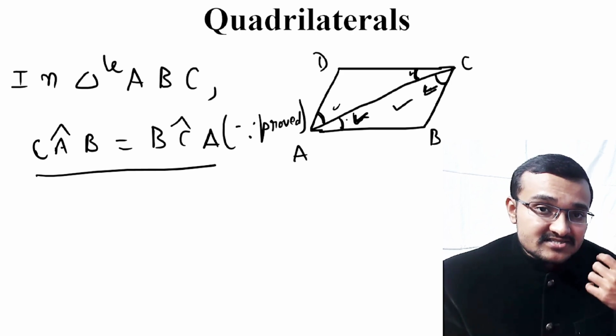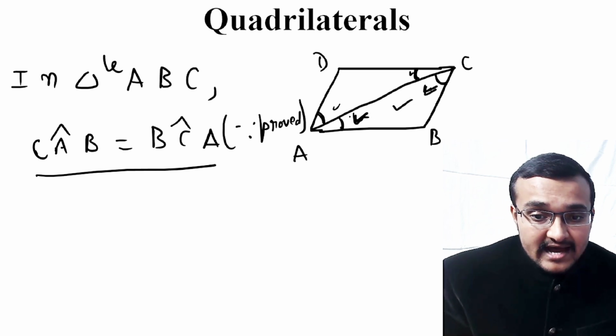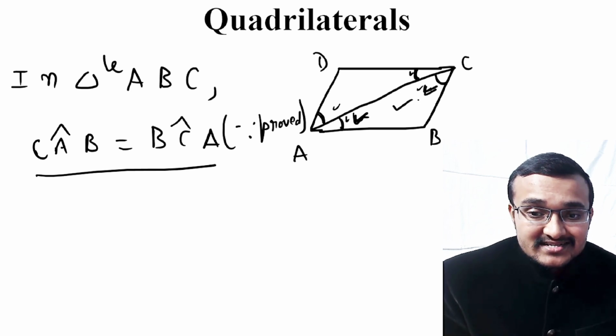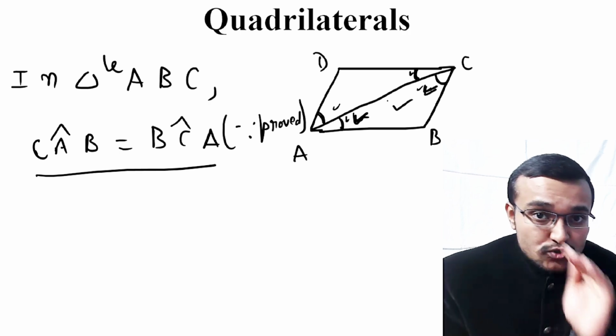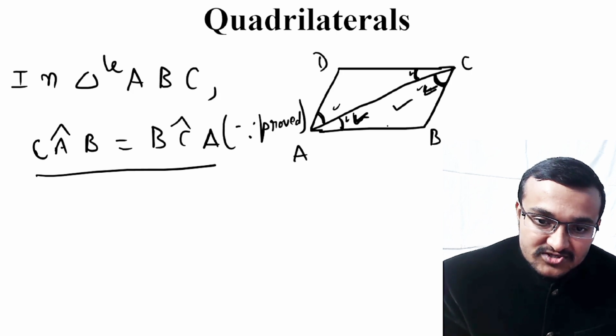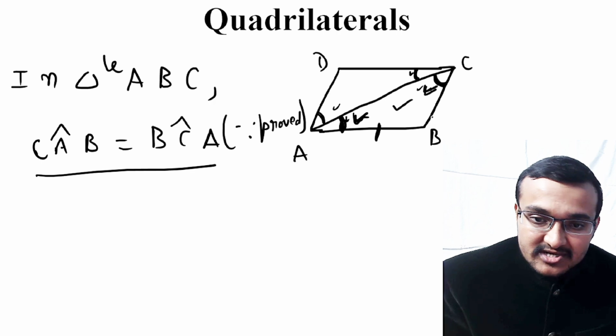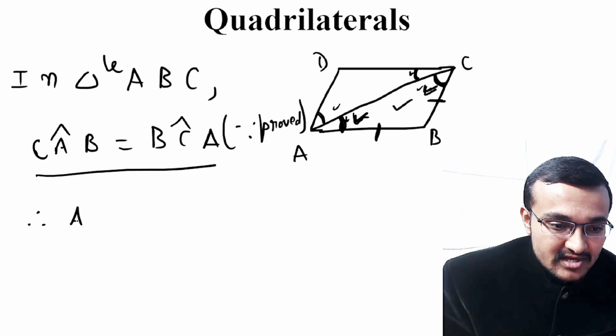And in the previous chapter, in the triangles chapter, we had discussed that if two angles in a triangle are equal to each other, then the opposite sides of those two angles will also be equal to each other. That is, the opposite side of this particular angle is this, and the opposite side of this particular angle is this. So that means AB is equal to BC. So therefore AB is equal to BC.